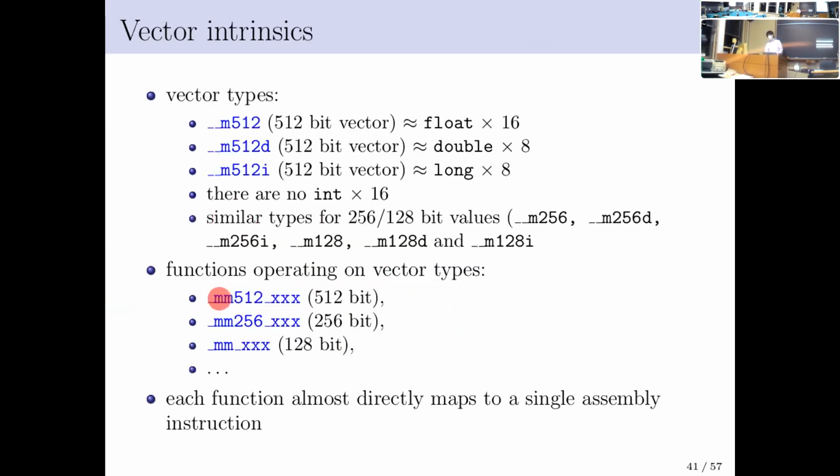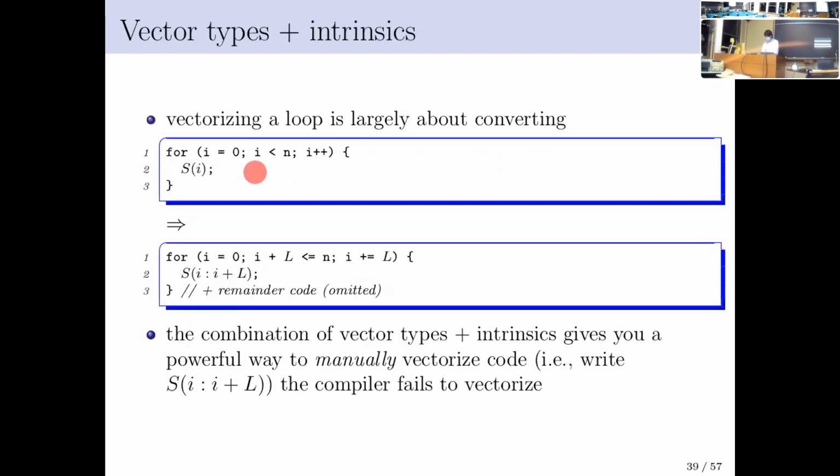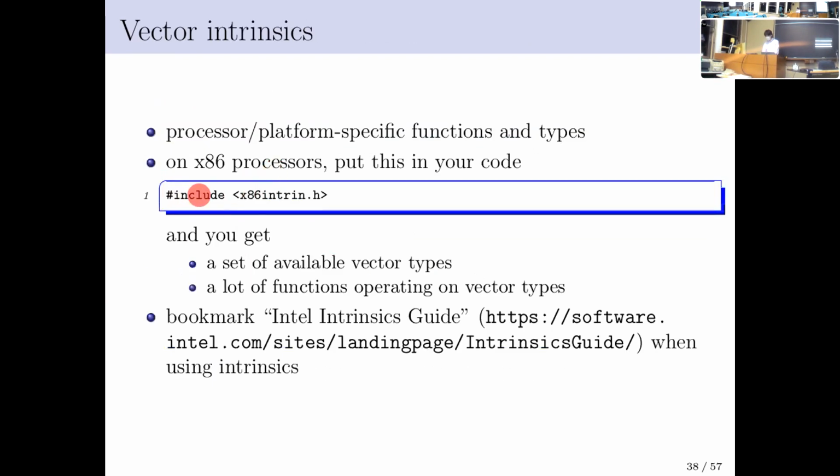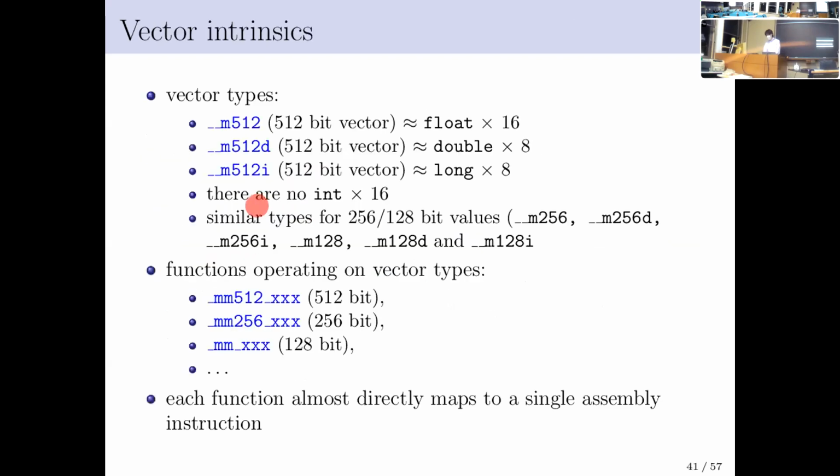So let's talk about how to do this in general. But before getting into this, here are some names you encounter when you do this intrinsic programming. When you include this header file into your program, those are names that become available to your program. For example, there is a set of vector types.